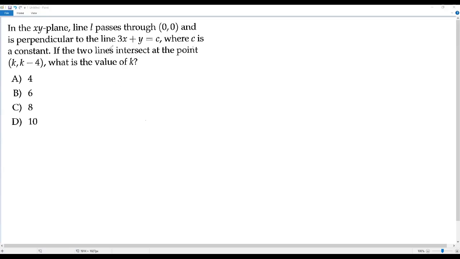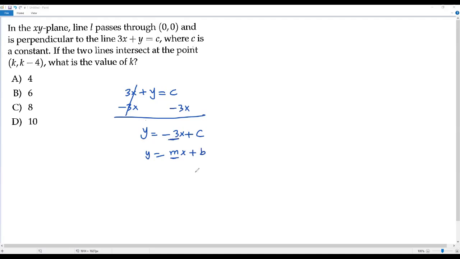Okay, now let me consider the equation of the line 3x + y = c. Let me write it over here. Now I'm going to write this equation in slope intercept form, which is y = mx + b. So for that I subtract 3x from both sides. When I do so, 3x and -3x cancel out. I'm getting y = -3x + c. So now it's in slope intercept form, y = mx + b. At the place of m, we have -3. So the slope of the given line is -3.